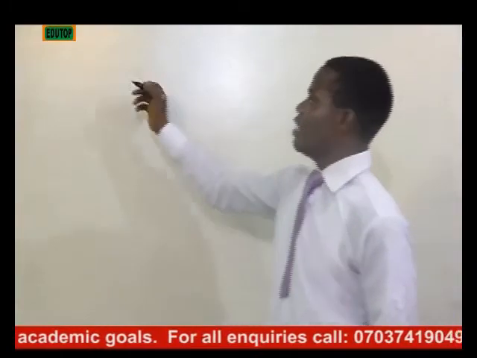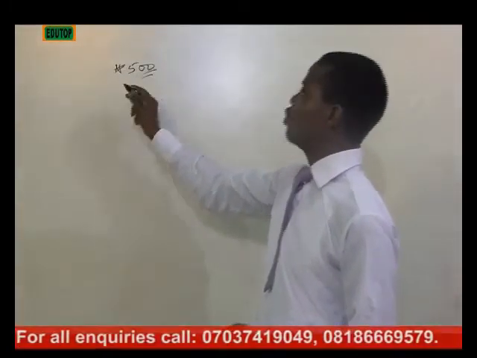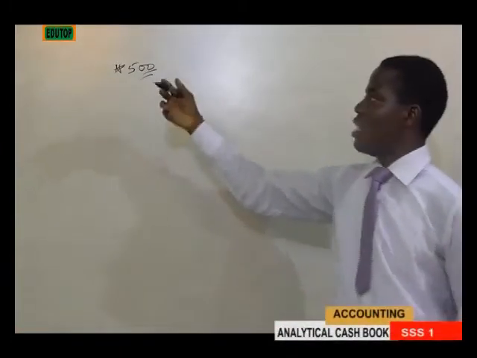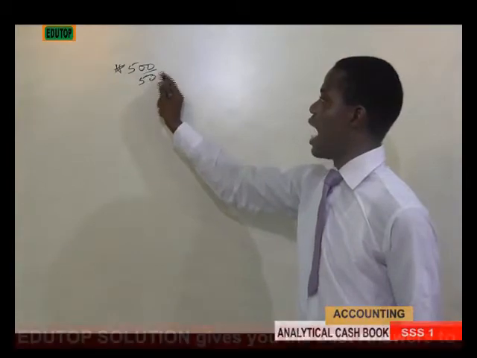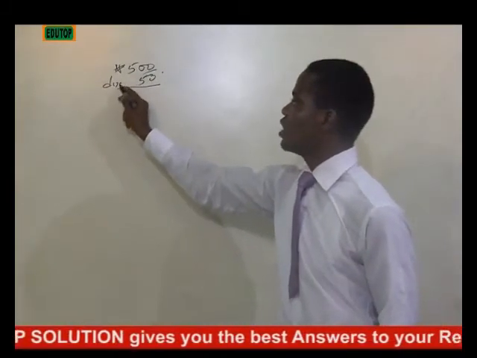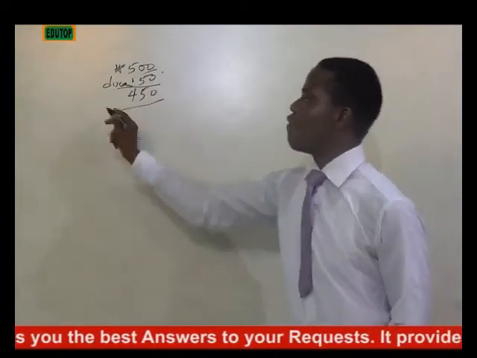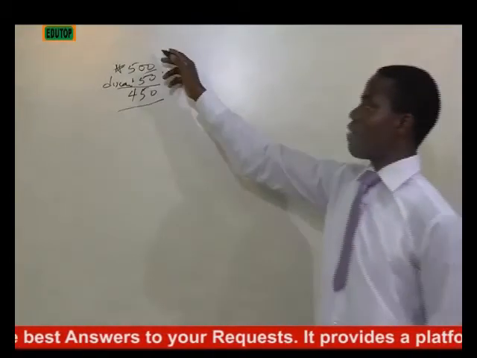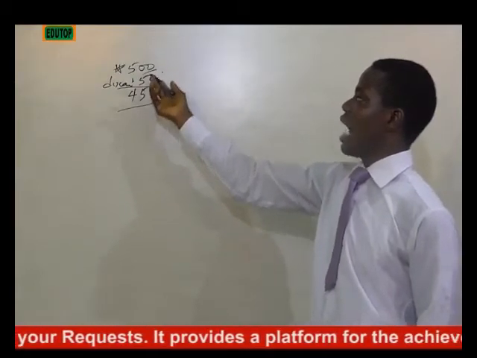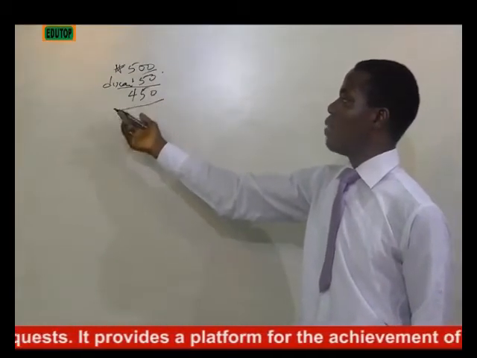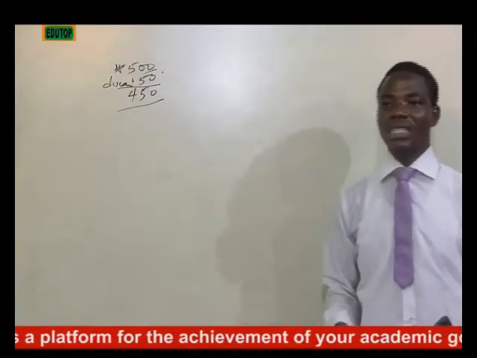Now, if the buyer buys 500 naira goods and pays on time, then the seller can reduce the 500 naira, which is called cash discount, and the buyer is expected to pay 450. So instead of paying 500 naira, 50 naira discount has been given, and the buyer will pay 450 naira. That's what we call cash discount.